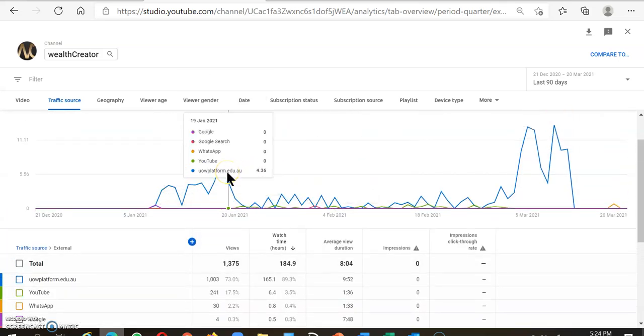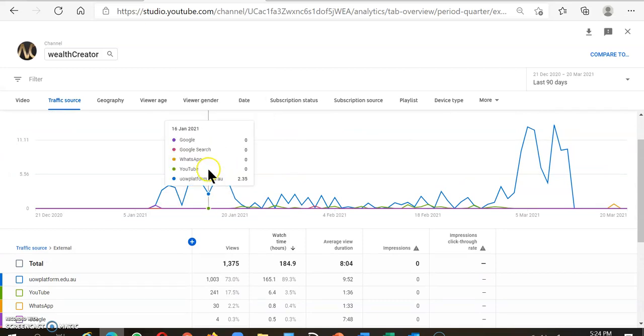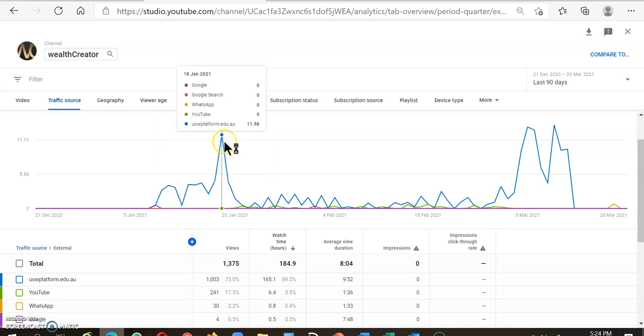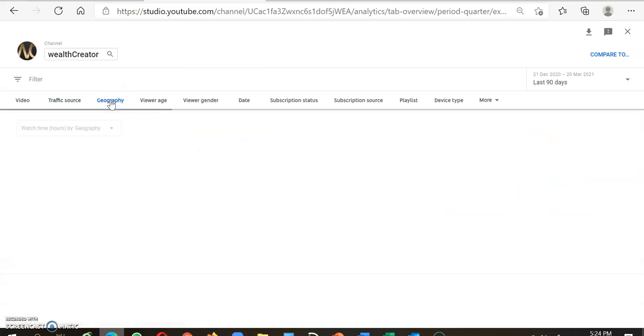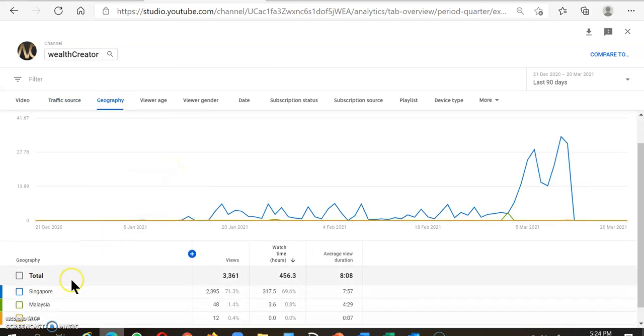So you can see that most of them are basically from a certain platform, like a web portal such as this UOW platform. And if you look at the geography, it can even tell you where the viewers are coming from. Generally they are from Singapore and Malaysia. Now Singapore generally has the most, and it peaks around this period, March 2021.